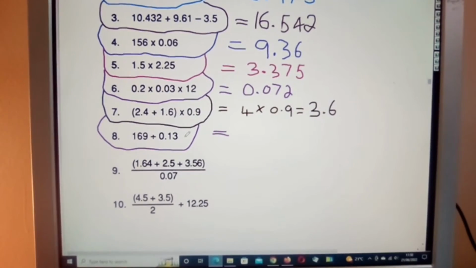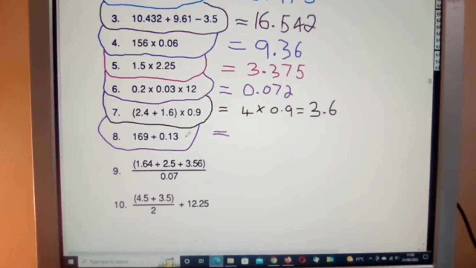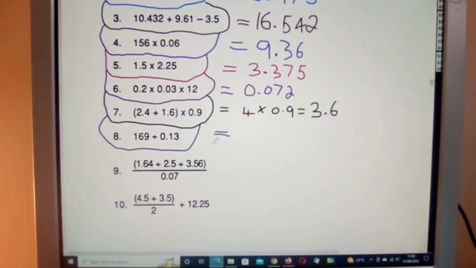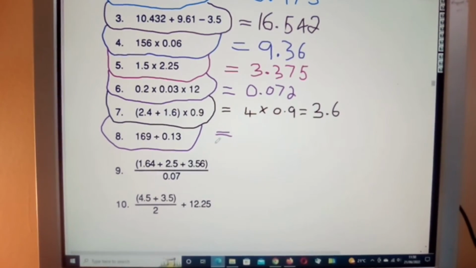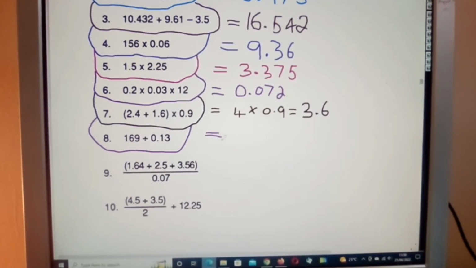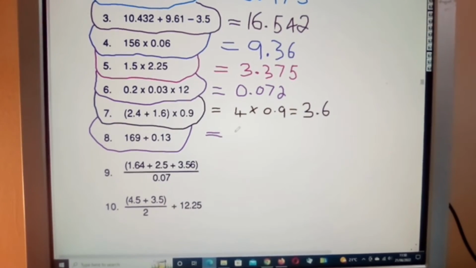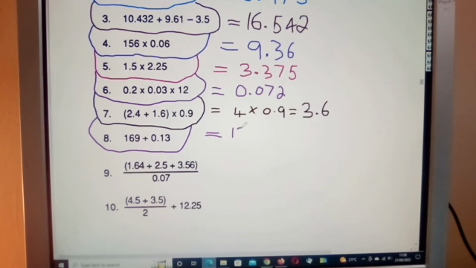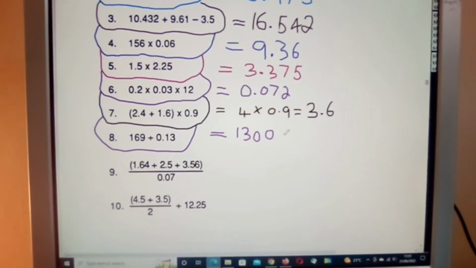And here we have 169 divided by 0.13 equals... 169 divided by 0.13 equals 1,300.